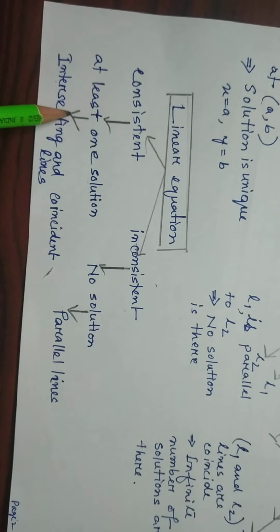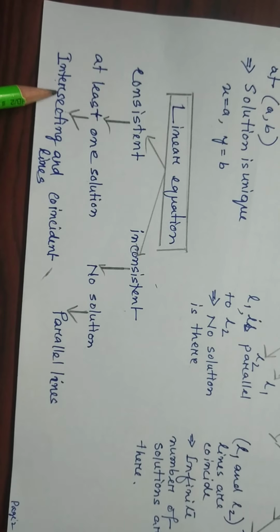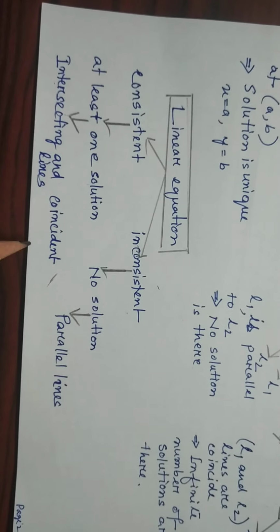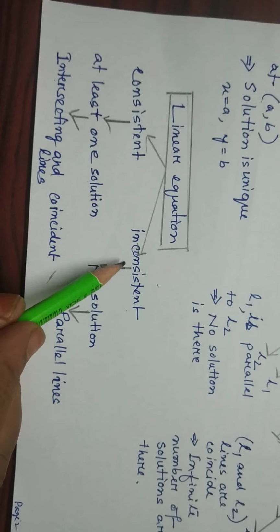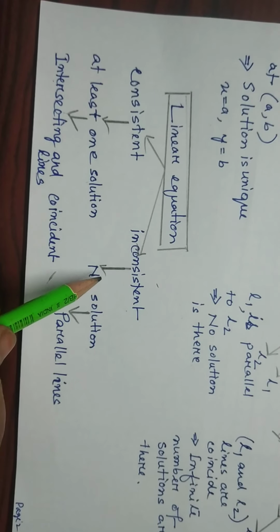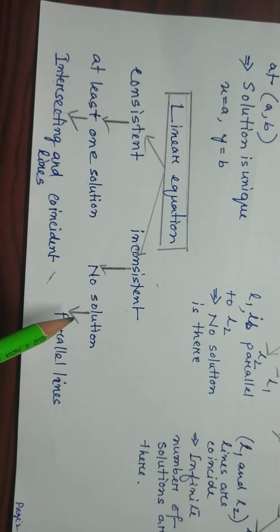And if it is a consistent pair of linear equations, the graphical representation will be intersecting or coincident. And in an inconsistent pair of linear equations, there is no solution and the graph will be a pair of parallel lines. Next.